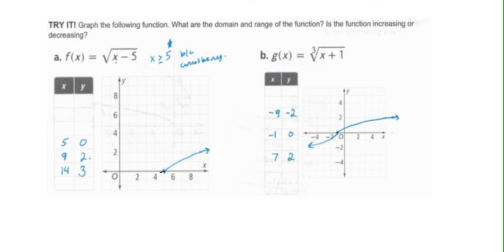B, right? I tried -1 because I wanted to find something in here to get 0. So -1 gives you cube root of 0, so 0. I did -9 because -9 plus 1 is -8, and the cube root of -8 is -2. And I also picked 7 because 7 plus 1 is 8, and the cube root of 8 is 2. And again, you only need 3 points, right? You need the point here that changes the curve, and then you need 1 point to the right and 1 point to the left of the curve.